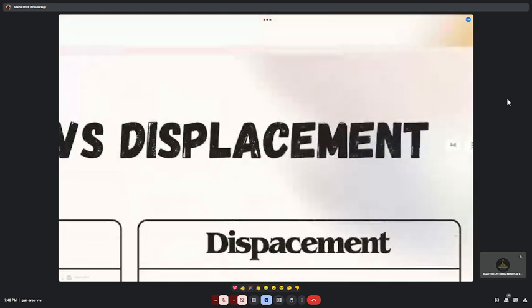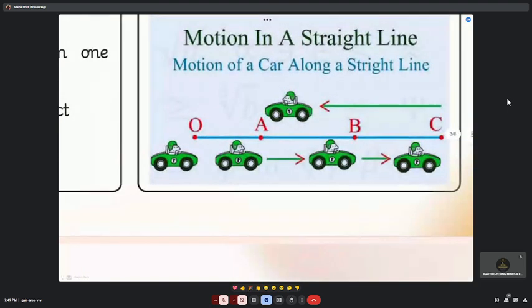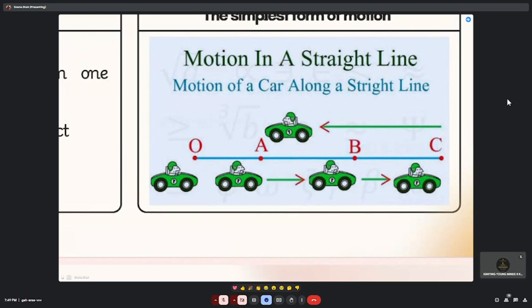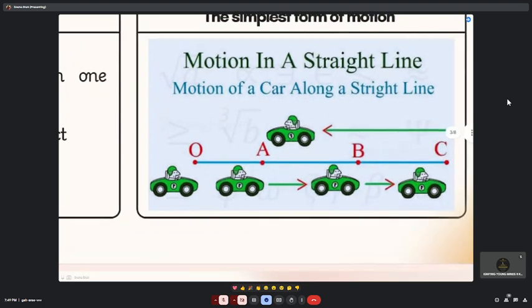Spelling error. Okay. The perfect definition of displacement is when you consider the shortest distance. See, the car has gone from O to A to B to C and then again to A. But the shortest distance covered by the car is O to A. Simply, it does not consider the time period or the entire path length. It only considers the change in position. Initially, it was at O, finally, it has come to A.